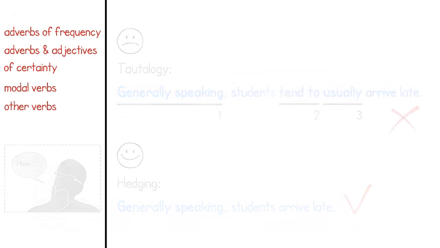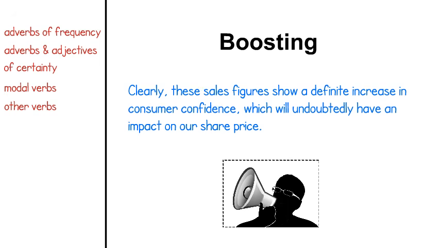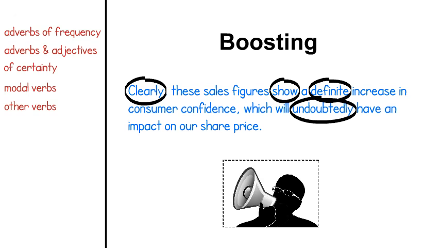Now let's turn to boosting. Boosting is basically the opposite of hedging. Whereas hedging softens a statement, boosting strengthens it, so that the author can present a strong point of view. Look at this example. Which words show that the writer has a strong point of view? Here, the boosting words clearly, show, definite and undoubtedly are used to show a strong point of view and to persuade the reader of the author's point.